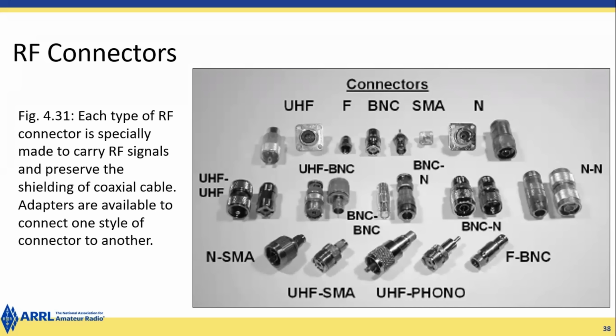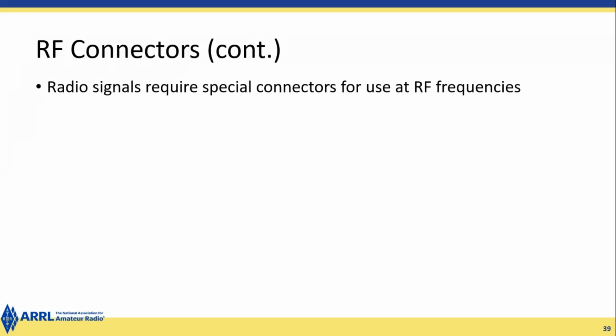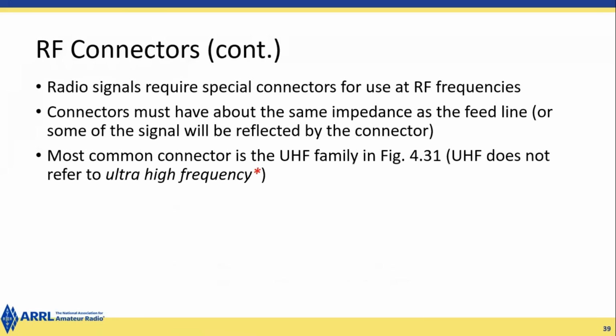These are the most common ones. For us, we use the UHF, the PL-259, SO-239, the N types, BNCs. Those three are probably the most common. Radio signals require special connectors to be used at RF frequencies. Connectors should have about the same impedance as the feed line, or some of the signal will be reflected by the connector. Most common connector is the UHF family.